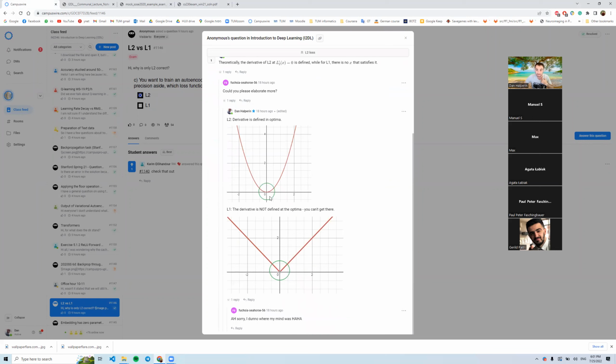Basically, for L2, the derivative is defined. That's what we asked in theory. The derivative is defined for L2, and for L1 it is not defined. Okay, so we can't get there. Here we could if we somehow wanted to, but because of the learning rate and because it's just steps towards the minimum, we will go into infinity and we will never get to a real 0. We'll get something very close to 0.